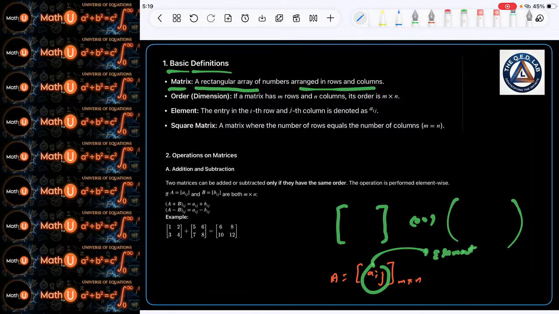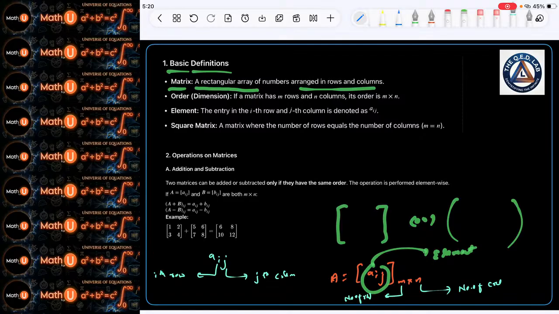Here m is the number of rows, n is the number of columns, and in aij, ij indicates the position of that element. i indicates the row, the ith row position, and j indicates the jth column.